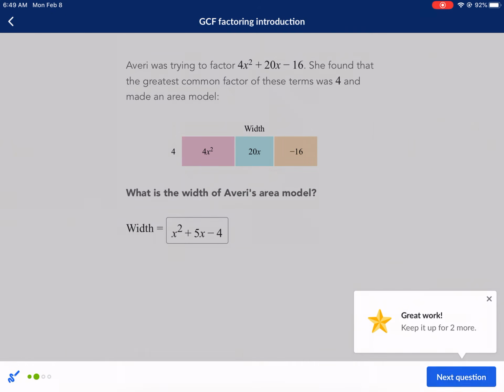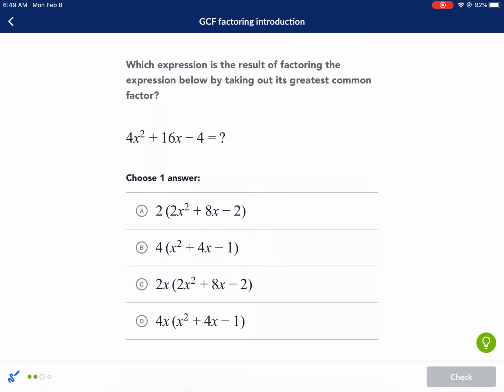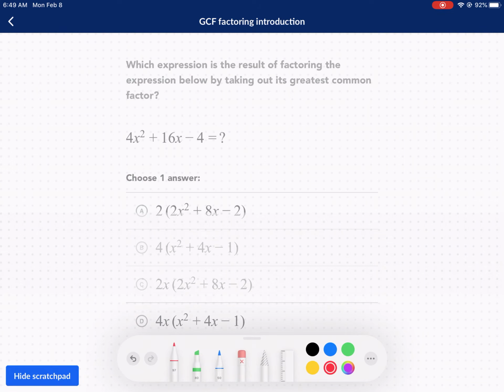All right, next question. It looks like here we do not have an x in each term. In order to factor out an x, there has to be an x in each term. But there is a factor of 4 in each term, so we can factor out a 4. What's left over? 4x squared divided by 4 gives x squared. I'm doing this in my head now just to show you the process. 16x divided by our greatest common factor of 4 gives 4x. And negative 4 divided by 4 gives minus 1.